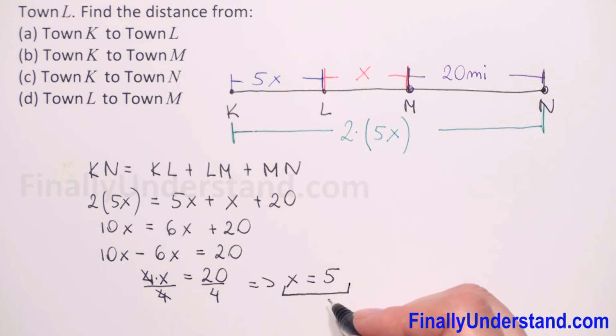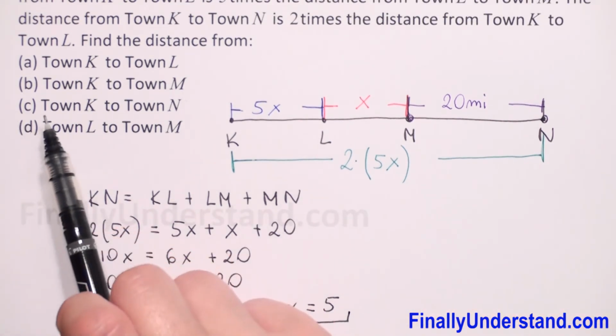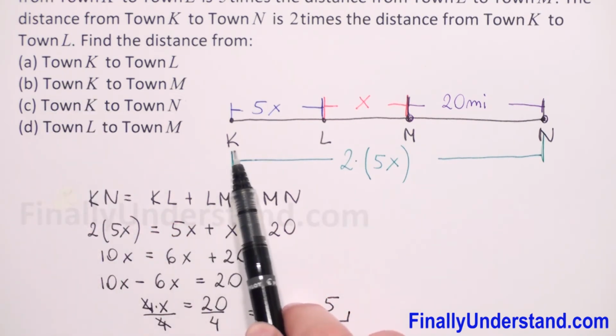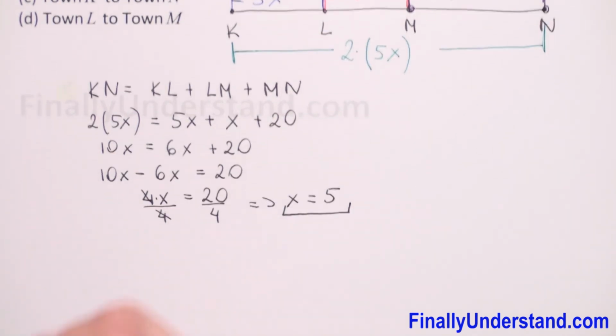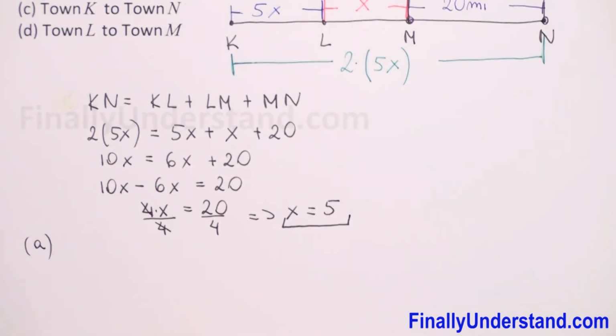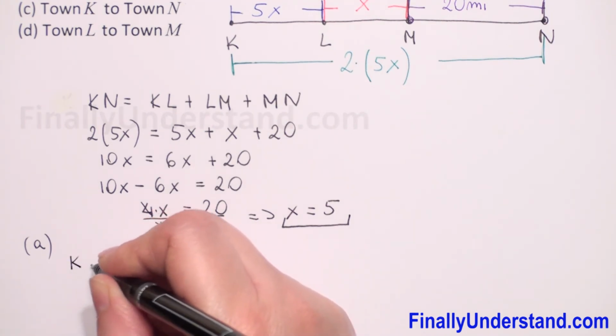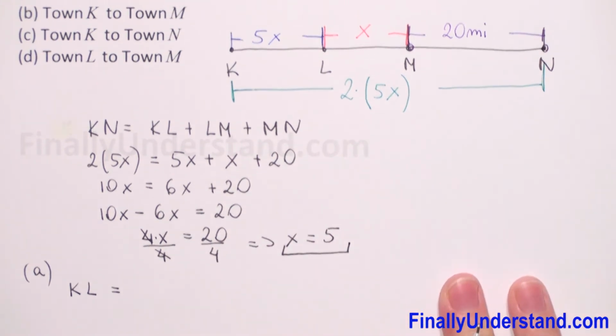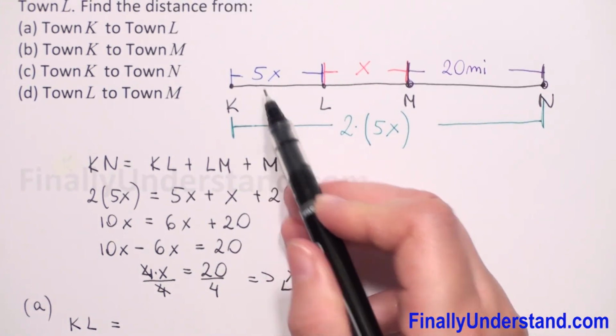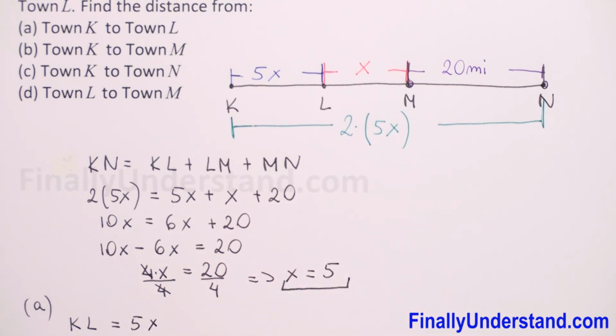So now it will be very easy to find the distance from town K to town L. So let's put our answer A. We need to find the distance from town K to L. This is equal to 5x. Now we have to substitute x by 5. So this is equal to 5 times 5, because we found that x is equal to 5. So this is equal to 25. And we have to add the units. We are given miles. This is our solution for question A.